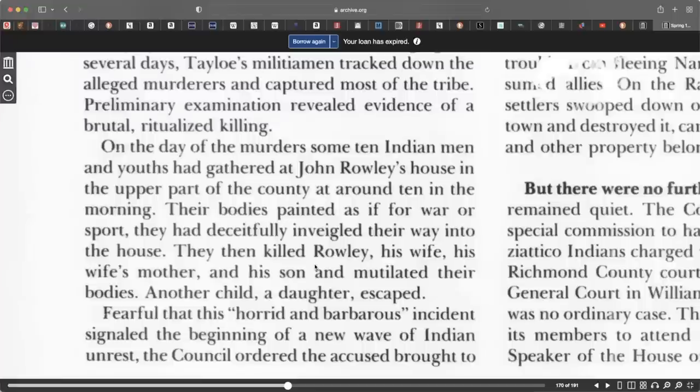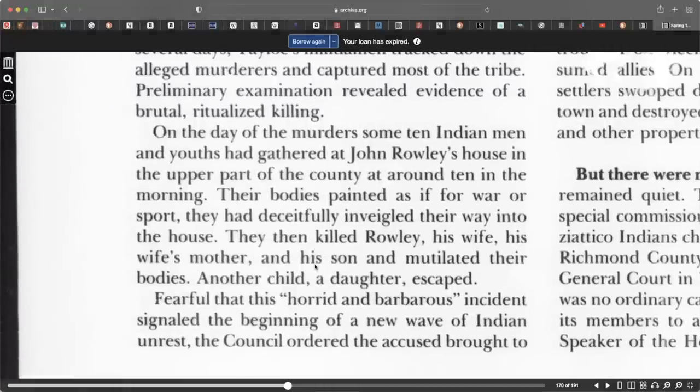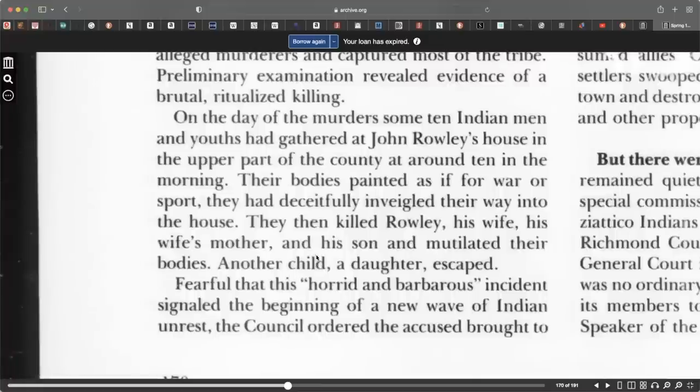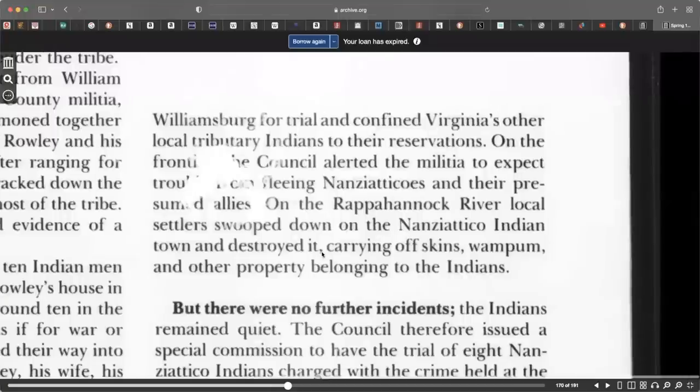Fearful that this horrid and barbarous incident signaled the beginning of a new wave of Indian unrest, the council ordered the accused brought to Williamsburg for trial and confined Virginia's other local tributary Indians to their reservations. On the frontier, the council alerted the militia to expect trouble from fleeing Nanziaticos and their presumed allies on the Rappahannock River. Local settlers swooped down on the Nanziatico Indian town and destroyed it, carrying off skins, wampum, and other property belonging to the Indians.